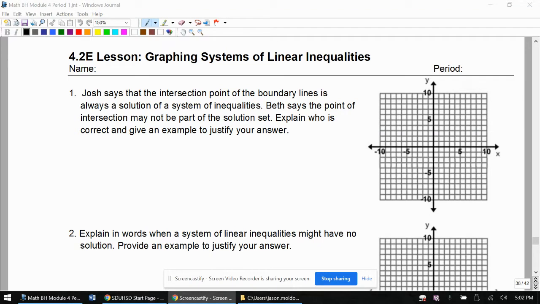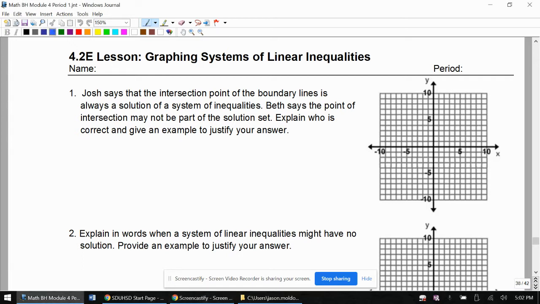This is the first video for the 4.2e lesson, Graphing Systems of Linear Inequalities. Number 1 says, Josh says that the intersection point of the boundary lines is always a solution of a system of inequalities. Beth says the point of intersection may not be part of the solution set. Explain who is correct and give an example.